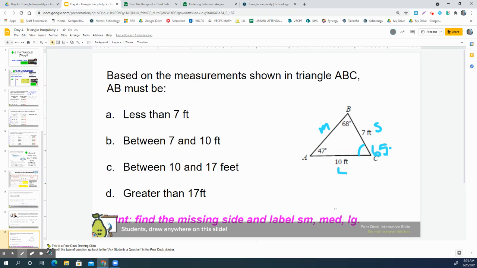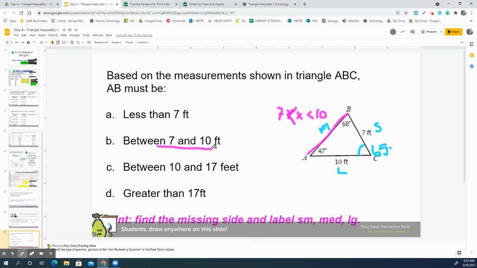So we're talking about AB. The question is, what do I know about AB? Then what? Absolutely. So if we know this is a medium side, we know that it has to be greater than 7, but less than 10. Oh wait, I did my thing backwards. X is greater than 7 and X is less than 10. It's got to be between 7 and 10.